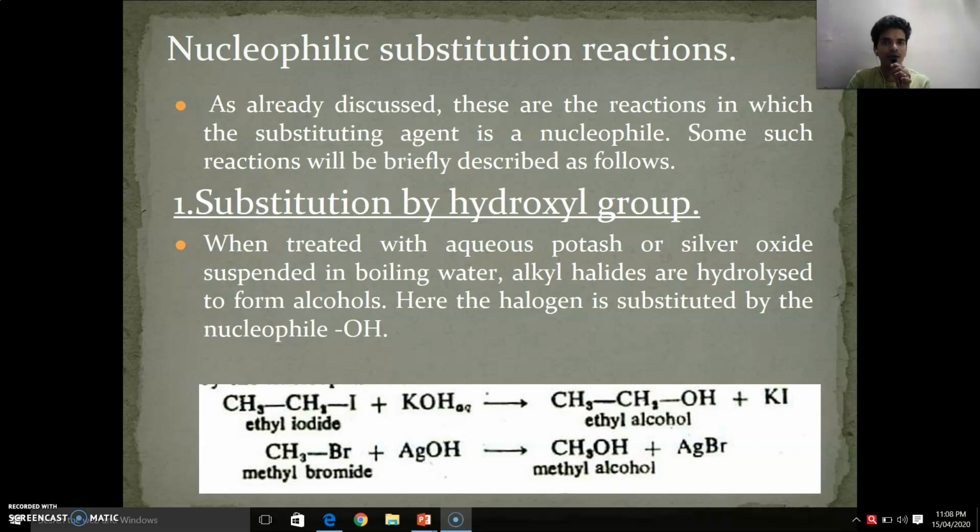So, substitution by the hydroxyl group: when an alkyl halide is treated with aqueous potassium hydroxide or silver oxide suspended in boiling water, alkyl halides are hydrolyzed to form alcohols. Here the halogen is substituted by the nucleophile. For example, ethyl iodide with potassium hydroxide will give ethyl alcohol. Methyl bromide interacting with silver hydroxide will form methyl alcohol as a product.